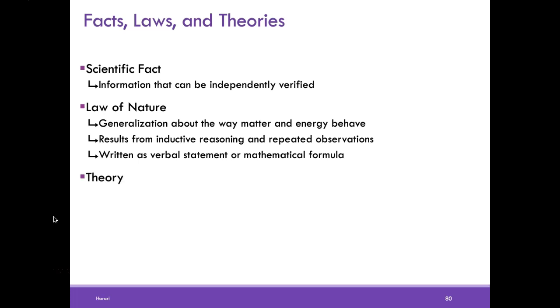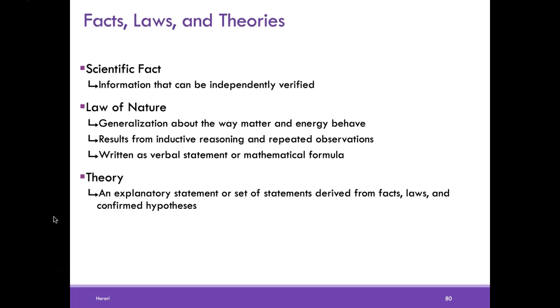A theory is different than what you'd think it is in English. So you can't say I have a theory that my car won't start because there's no gas in it. That's not what a theory is in science. A theory in science is an explanatory statement or a set of statements that is derived from many facts, many laws, and many confirmed hypotheses. So it's like a blanket overall explanation. So we have the theory of evolution, for example, which summarizes everything we know of all the experiments that were done on all different types of organisms.